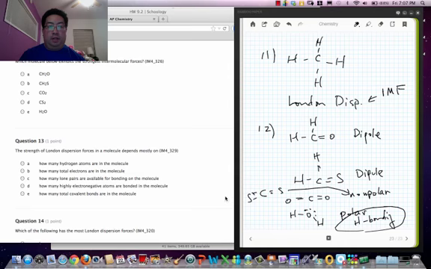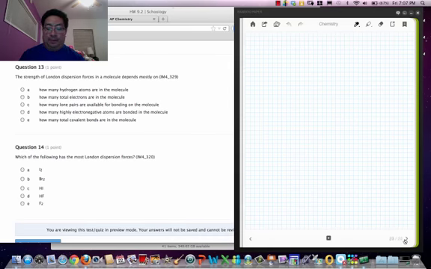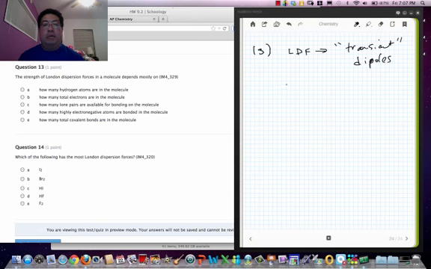Okay, moving on here. Number 13. So for 13 here, the strength of the London dispersion force. This one we didn't really talk about, but I think I talked about it in one of my classes, but not all of them. So London dispersion forces, remember, LDFs are what we call transient or temporary dipoles.